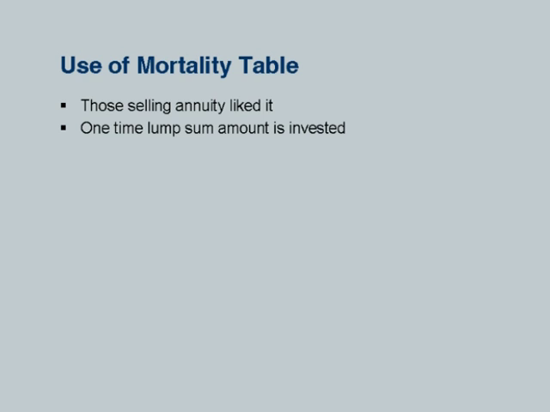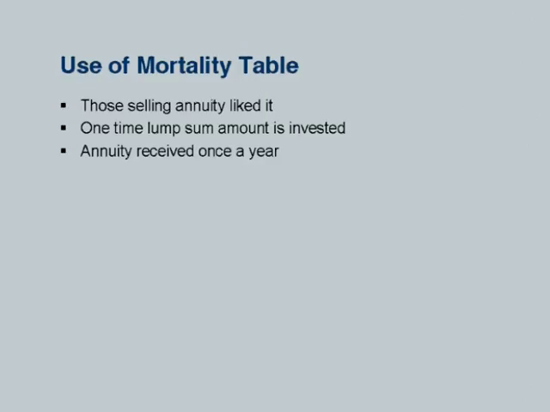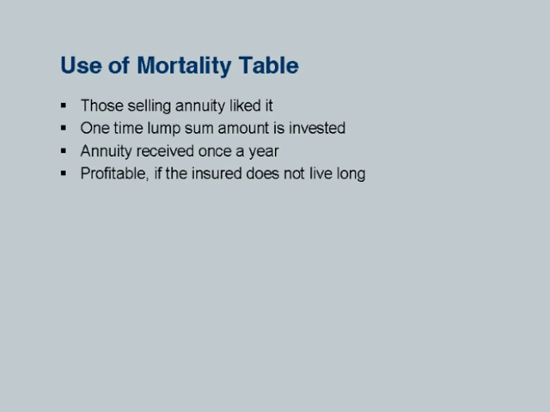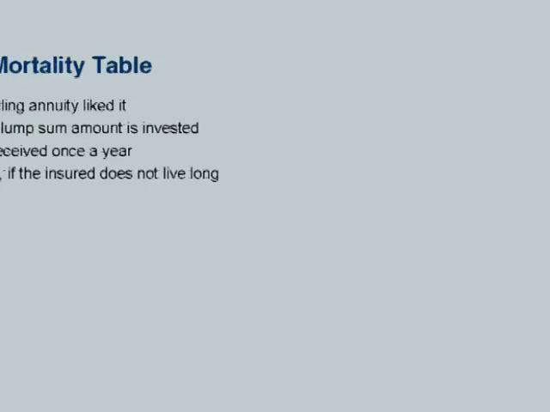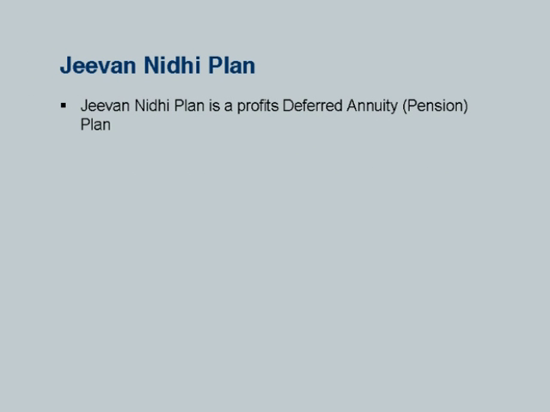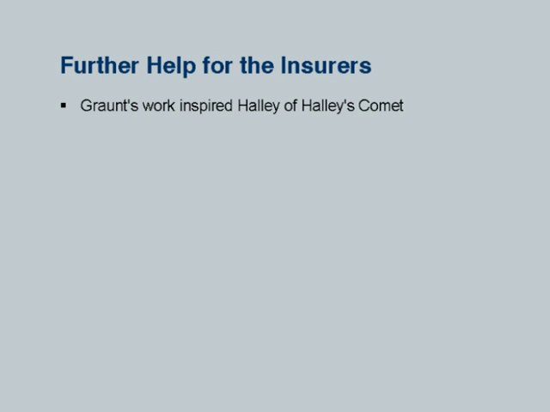One time lump sum amount is invested. Of course, you may do it over a period of your service. During service, you go on contributing some money, then the pension starts the moment you retire. Okay. Annuity received once a year. It is profitable to the insurance company if the insured does not live long. So, as I mentioned earlier, our pension comes along this, and I did a search, do we have an annuity plan? We indeed have. Jeevan Nidhi plan is a profits deferred annuity pension plan. Okay, we do have this. Now, Graunt's work inspired Halley, Halley's Comet, the same person.